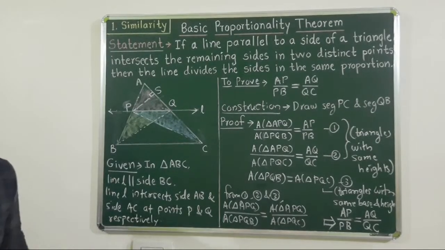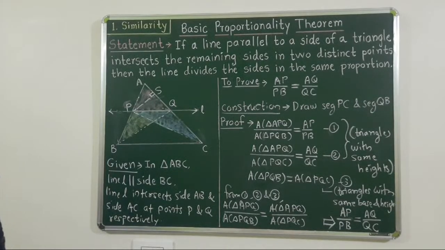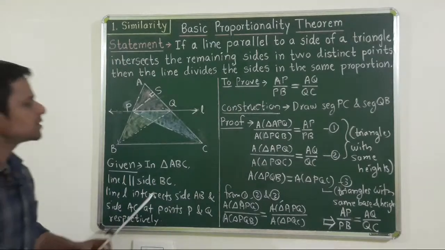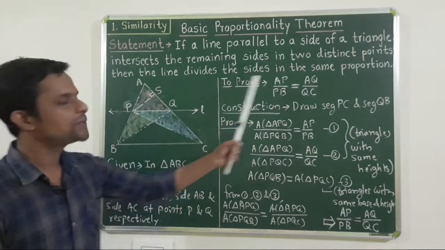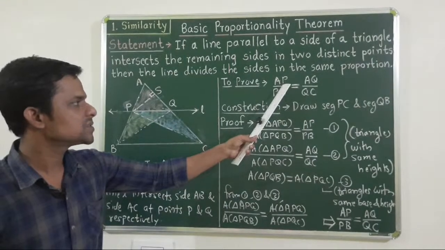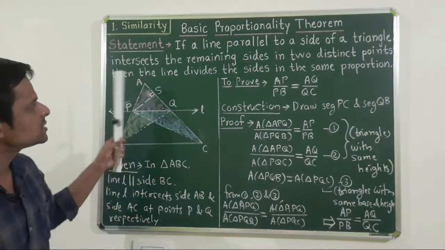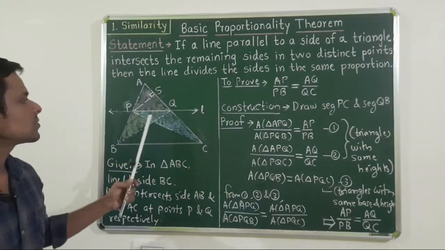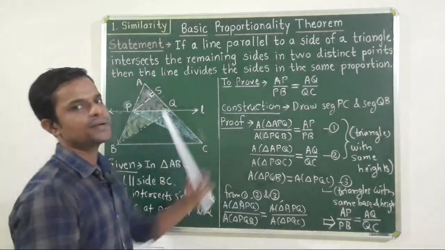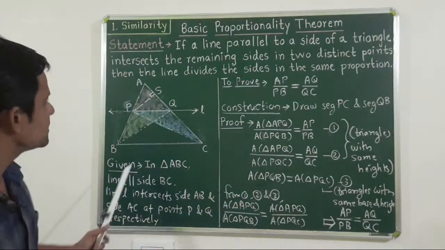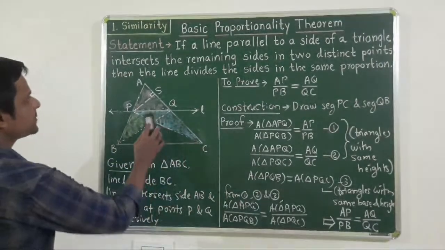If you want screenshot, then take, or otherwise write it by using your textbook. Then we'll move towards next part of this lesson, that is converse. Now converse is nothing but interchanging given and to prove. And this will be given and this will be to prove, but will not prove converse. We'll write just statement of converse, we'll draw diagram, and we'll write just given and to prove. By interchanging given and to prove, we'll get converse of this statement.